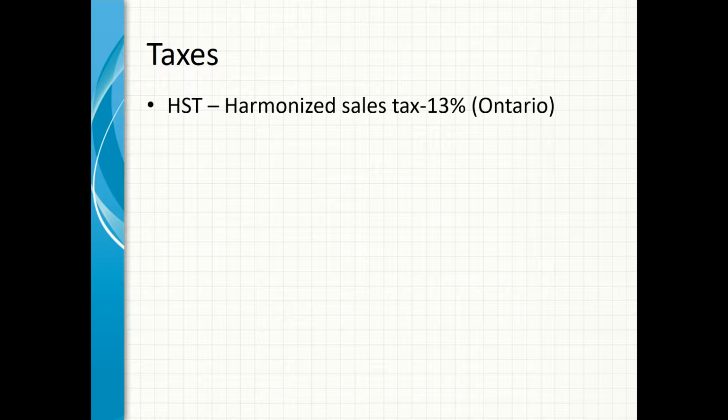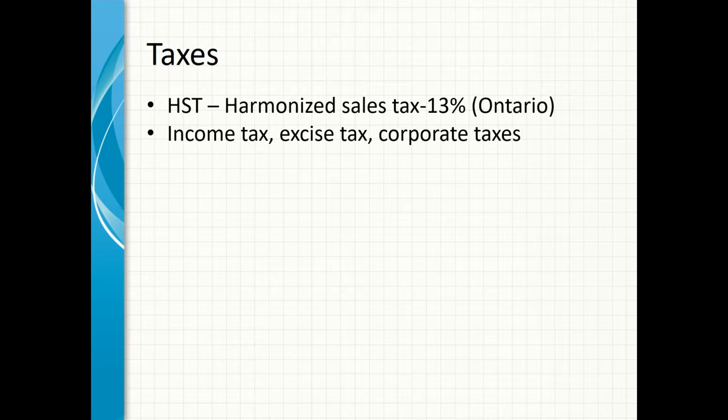Every province can have a different HST rate. It's higher in Quebec and the Maritimes, and it's lower in, like, Alberta has no provincial tax, so they just have a 5% sales tax, for example. So that's one of the big ways the government makes money to pay for all those services that we use. There's also income tax.